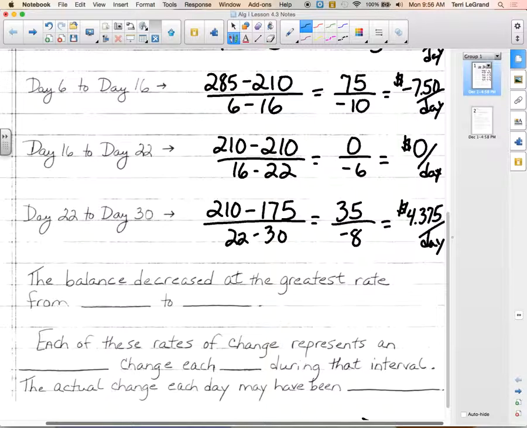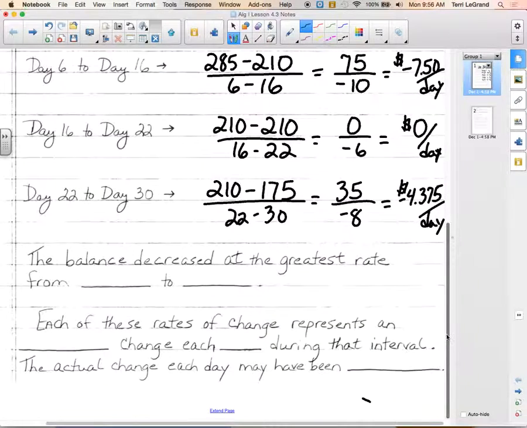Is it going up or down though? Is it positive or negative? It's negative. We can't forget that negative sign again, showing that it is decreasing that much each day, not increasing. We didn't have to worry about a negative sign in the last one because of the 0. Okay, so now we have found the 4 rates of change that this table gave us.